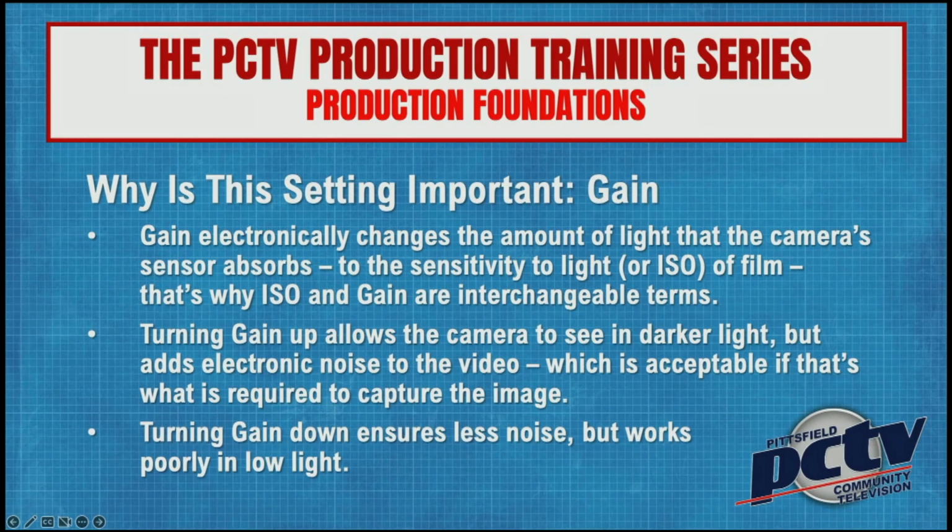ISO was connected to the film. Gain is connected to a camera's ability to make adjustments in a sensor. The effect of ISO, or ISO as it's sometimes called, and gain is very similar. When you increase your gain, the camera is able to see in darker light, and you'll be able to see in darker light without making adjustments to your iris.